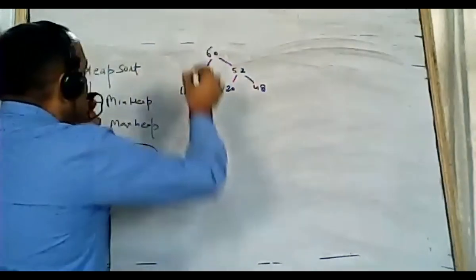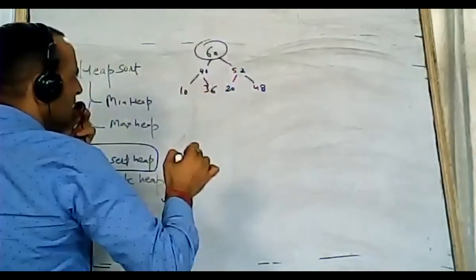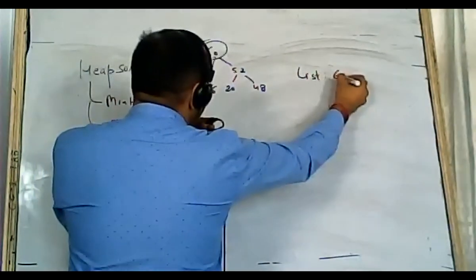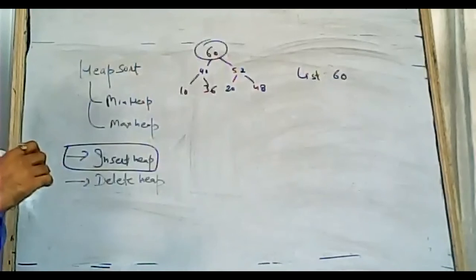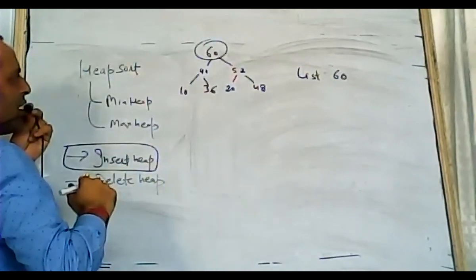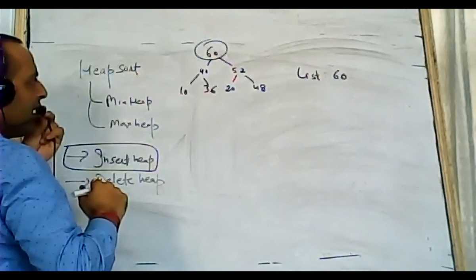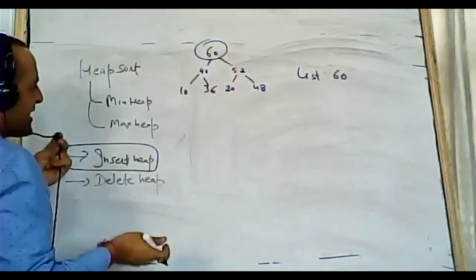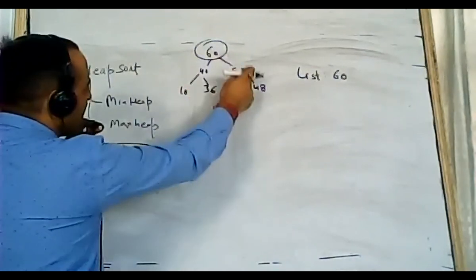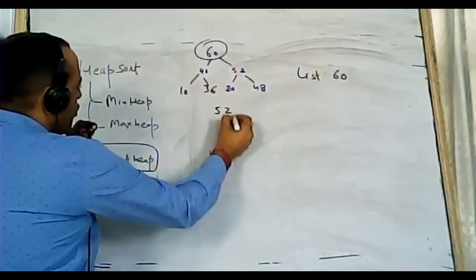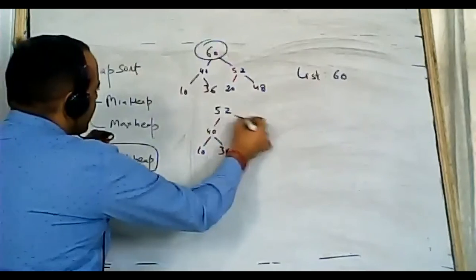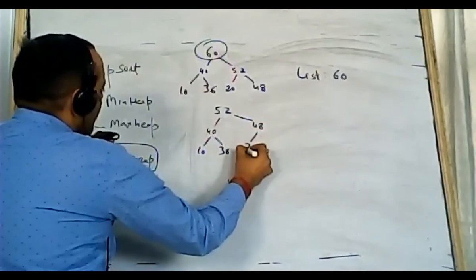Delete heap. What is at the root? 60. Delete it and make a list. Put that element into the list. If I delete 60, who will come on the top? 52. Why 52? Max heap, sir. 52, because it is the largest element out of all of these. Yes, sir. 52, 40, 10, 36, 48, 20.